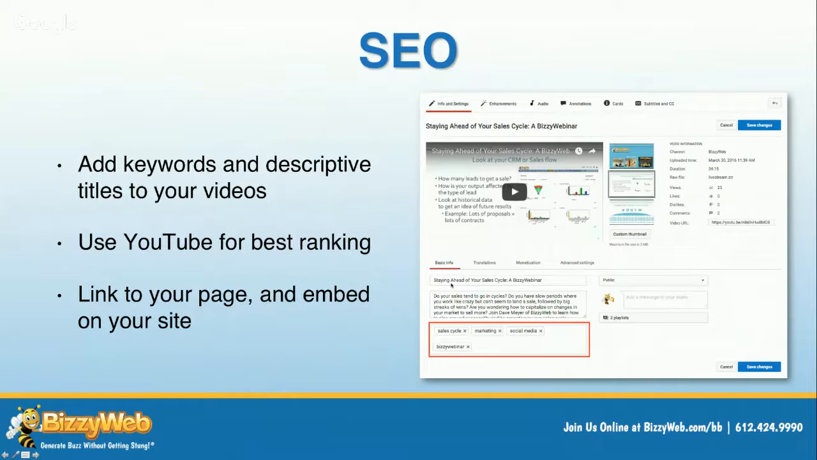Inside of there, your title section, which should have some keywords for your video, for example, staying ahead of your sales cycle, a BizzyWebinar from last week. Then a description, so some keywords and some content that tells people what your video is about, as well as some tags as highlighted in red on here: sales cycle, marketing, social media, BizzyWebinar, all of that stuff, as well as the playlists that I'm associated with. That's what I do whenever we update and upload a video to our account. So adding those keywords, using YouTube for the best ranking, and linking to your page, embedding those videos on your website is another great way to make sure that your content shows up and is ranked very well on YouTube.